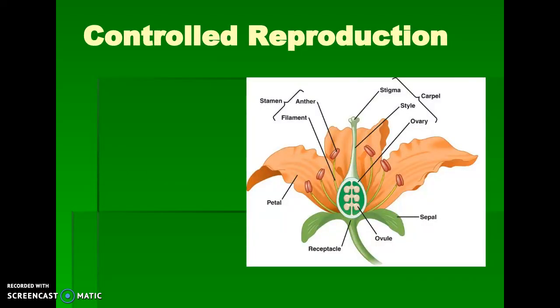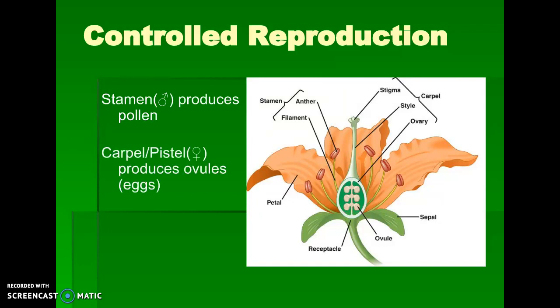Now, he used a process called controlled reproduction. If we take a look at the diagram of the flower, I want you to pay special close attention to the stigma and the stamen. The stamen produces pollen, and that's the pollen that sometimes, when there's a high pollen count, you can see covering various things around your yard or your house. And the carpel or pistil, which includes the stigma, the style, and the ovary, produces the eggs.